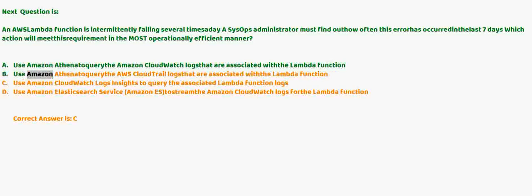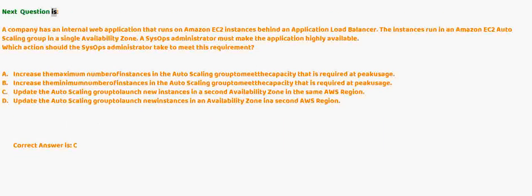B. Use Amazon Athena with AWS CloudTrail logs that are associated with the Lambda function. C. Use Amazon CloudWatch Logs Insights to query the associated Lambda function logs. D. Use Amazon Elasticsearch Service, Amazon ES, to stream the Amazon CloudWatch logs for the Lambda function. Correct answer is C.